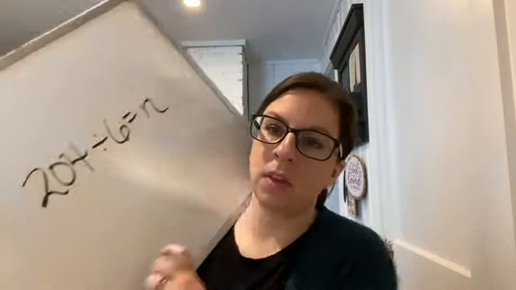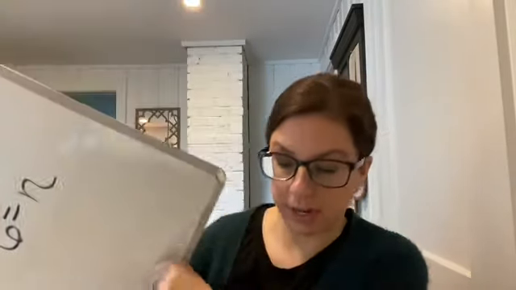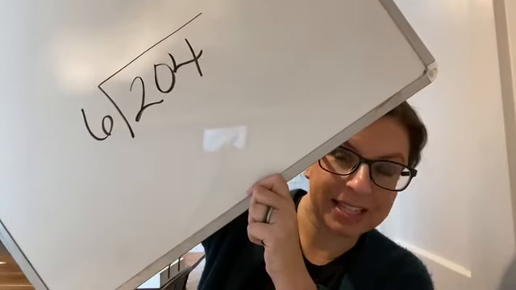All right, so we have 204 divided by 6 equals n number of times, okay? N, 204 divided by 6 equals n. That is the problem that we're trying to figure out, okay? So how do we write 204 divided by 6 as a division problem? 204 divided by 6 as a division problem.